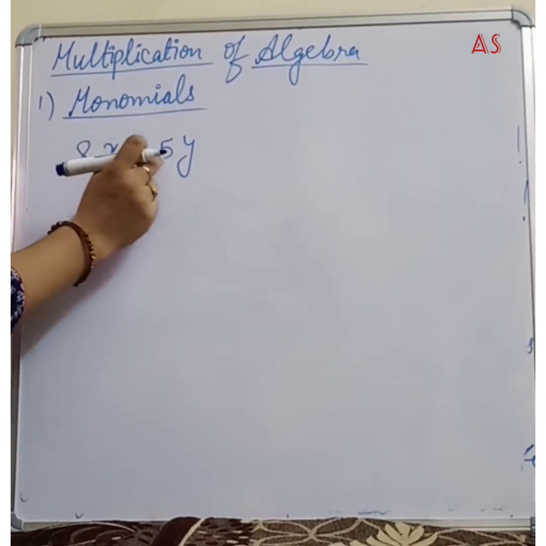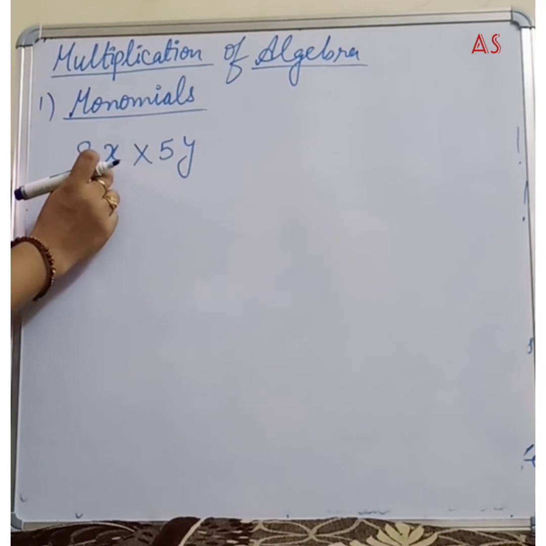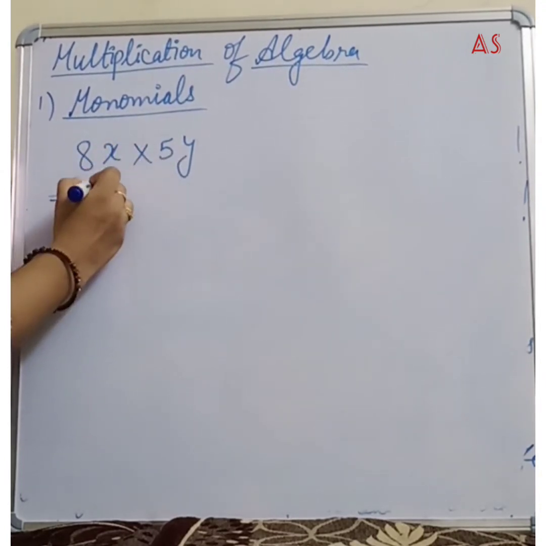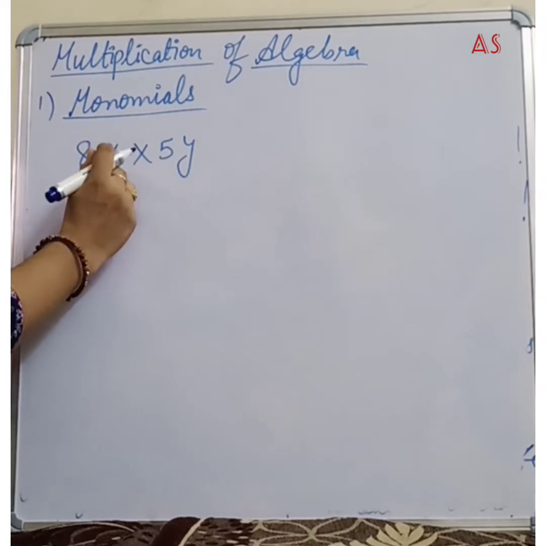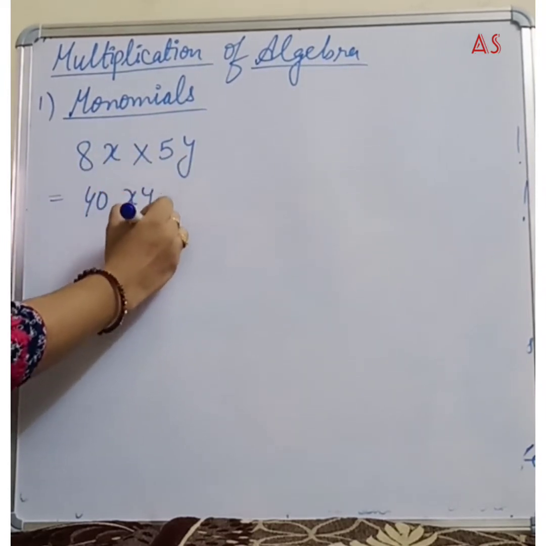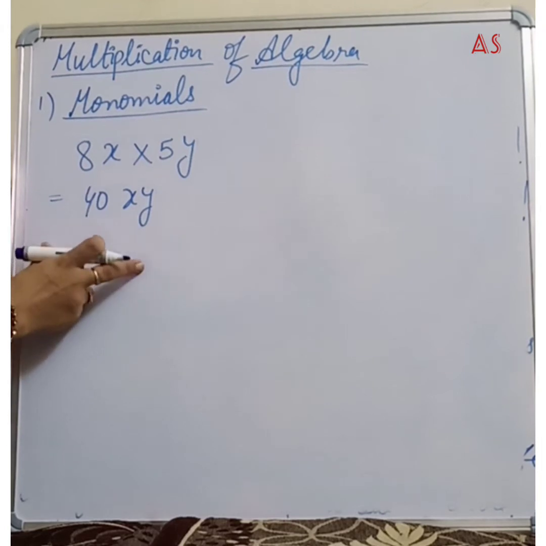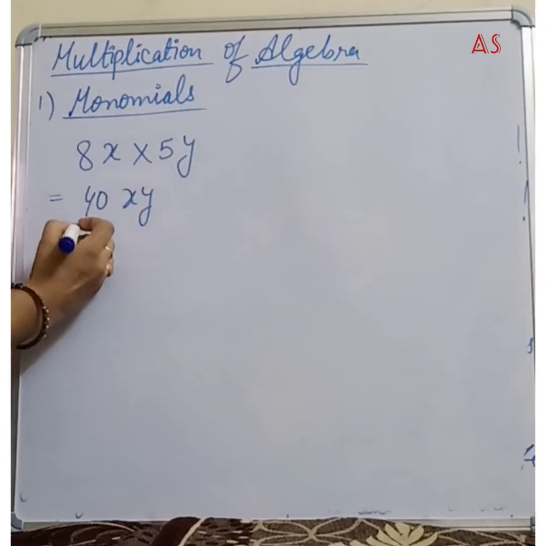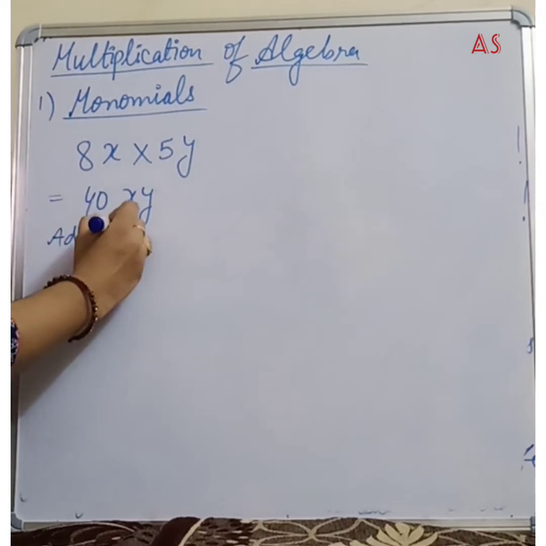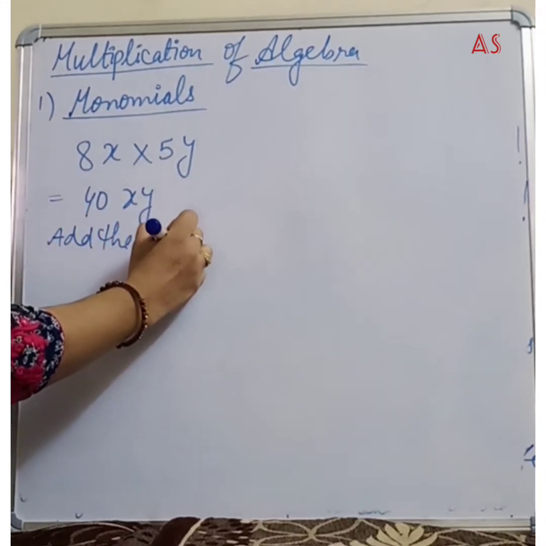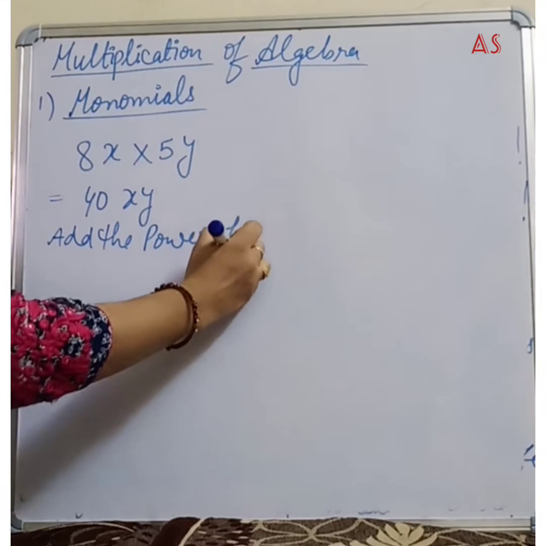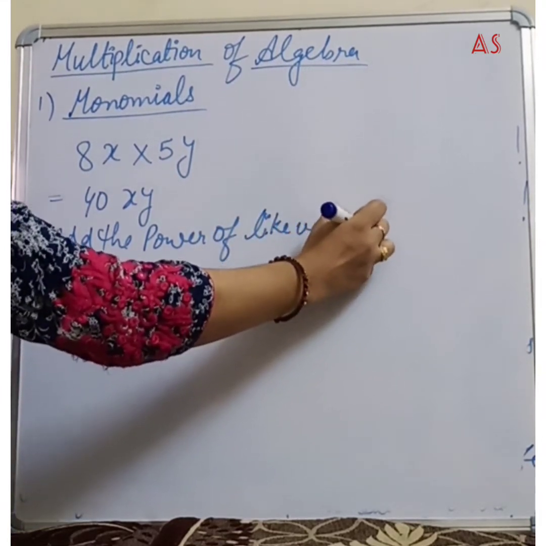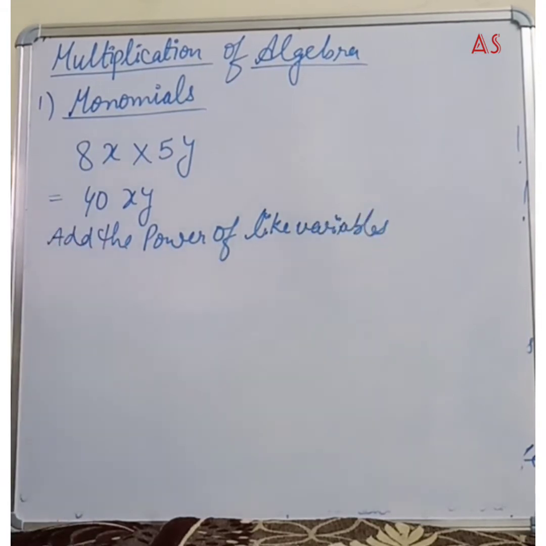We multiply number by number, then variables with variables. So 8 5s are 40, then x into y, xy. Now keep in your mind, in algebra we add the powers. When we multiply, add the powers of like variables. Like variables' powers you have to add.